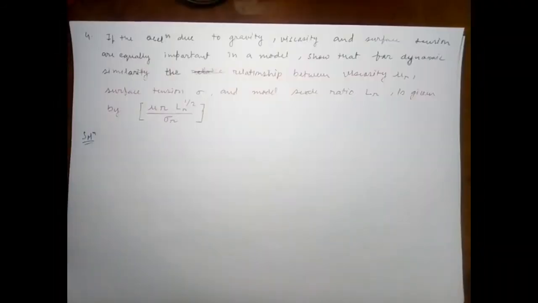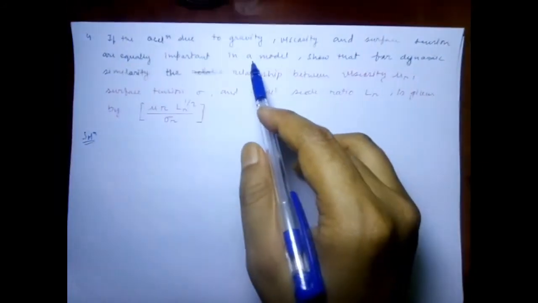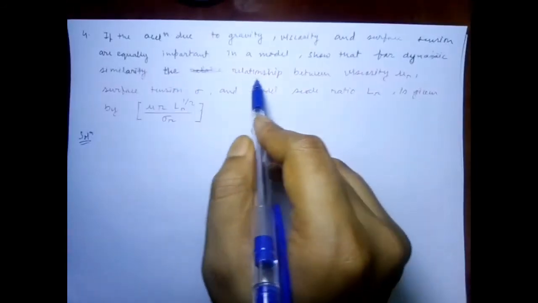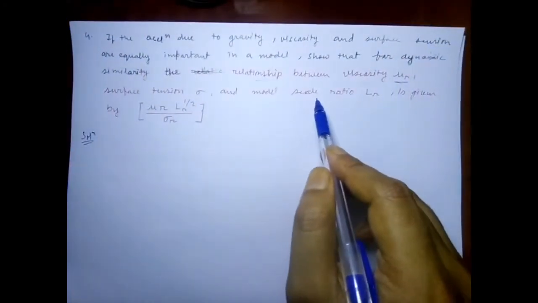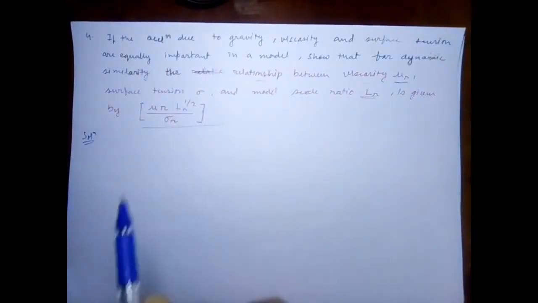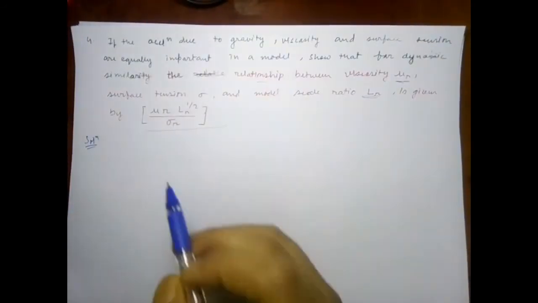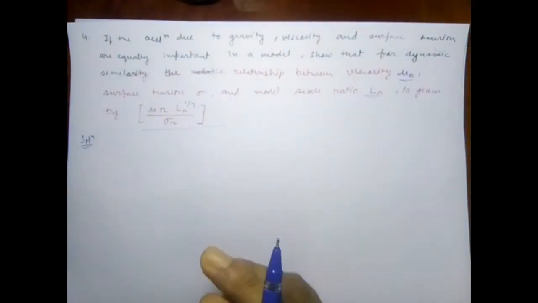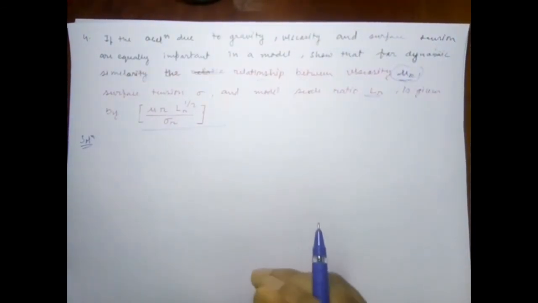So in this question, if the acceleration due to gravity, viscosity and surface tension are equally important in a model, show that for dynamic similarity, the relationship between viscosity mu r, surface tension sigma and model scale ratio Lr is given by this. So you can see that mu r, with the suffix r, is the ratio between the model and the prototype. In other words, it is a viscosity ratio.